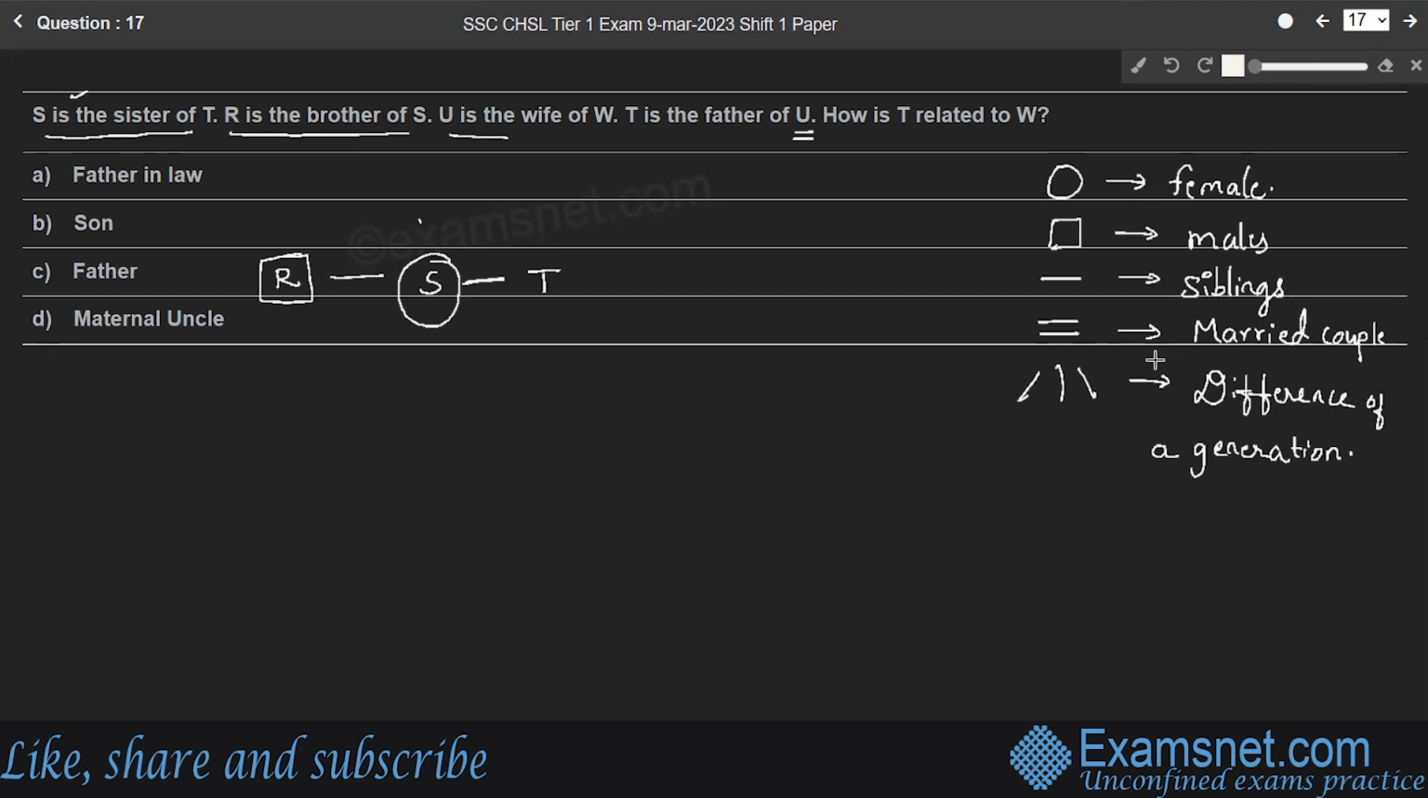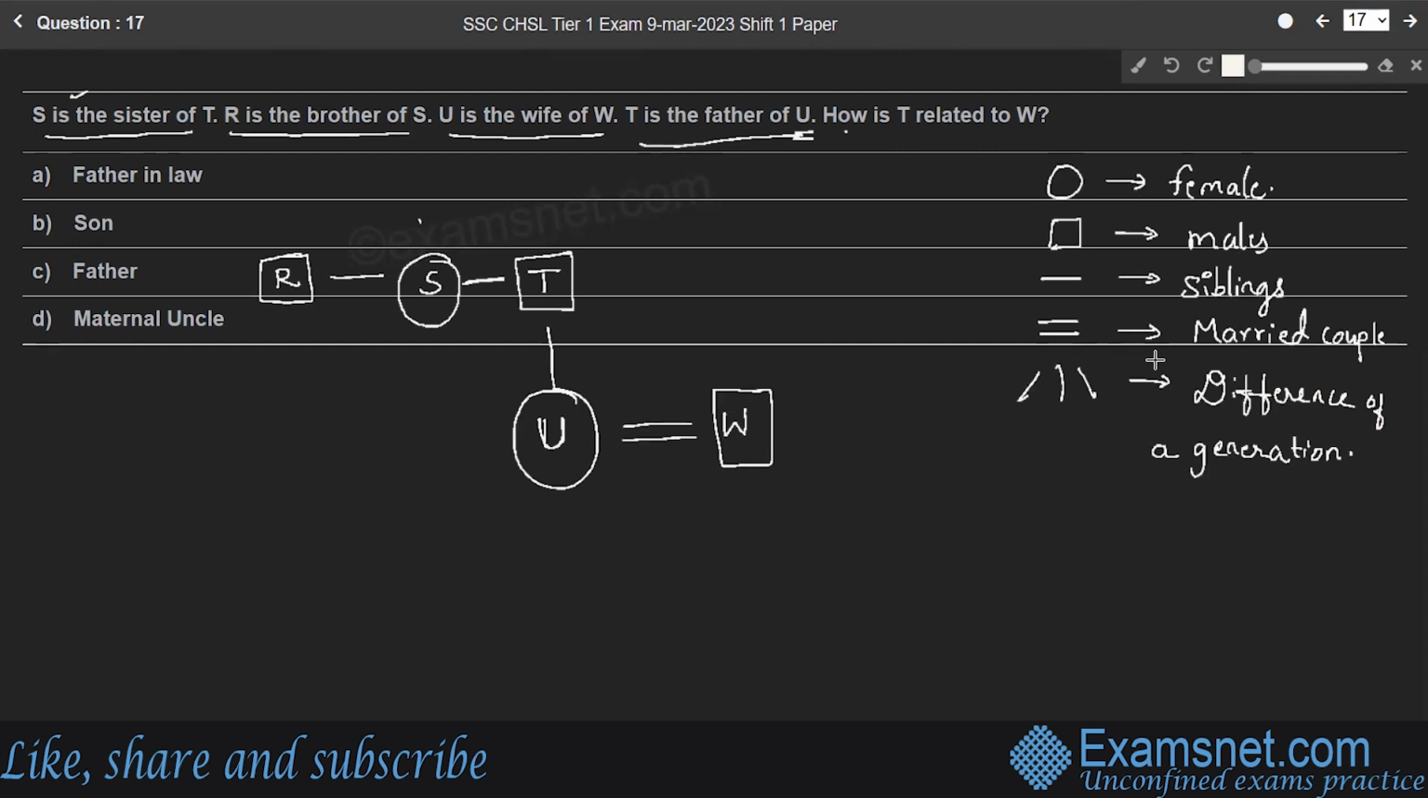And U is the wife of W. So who is U here? T is the father of U, right? Here T is father of U, therefore T is a male. So the relation is, yes, difference of generation, so use a single vertical line. And U is the wife of W, therefore U is a female. U and W are a married couple and W is a male, right?